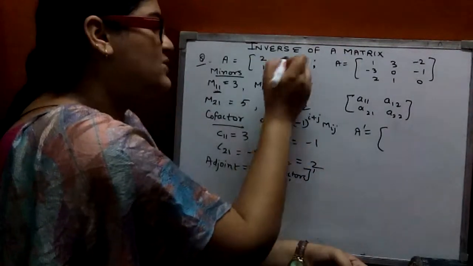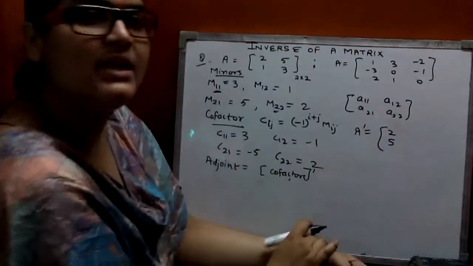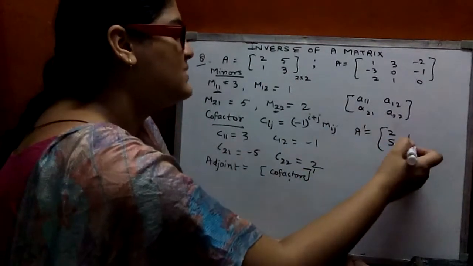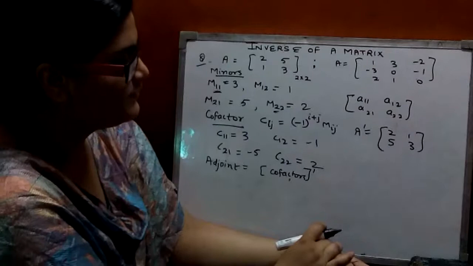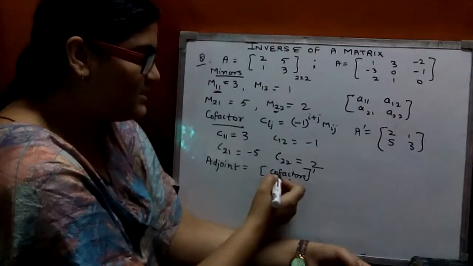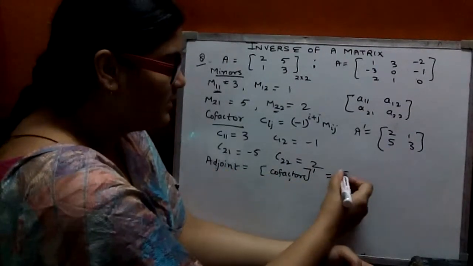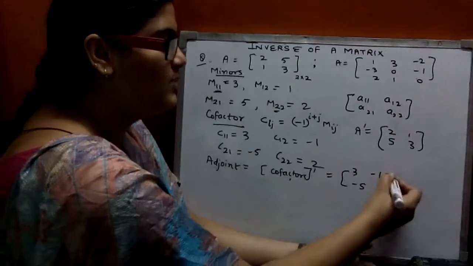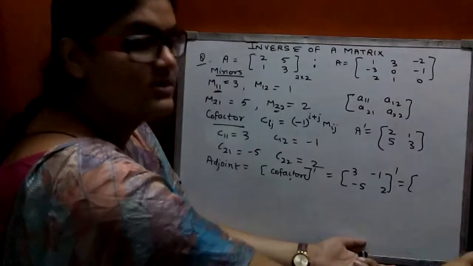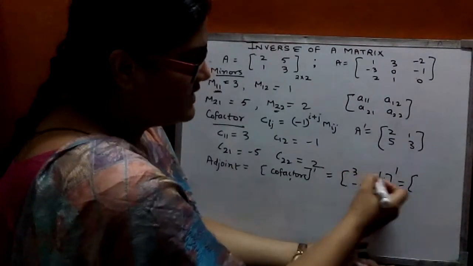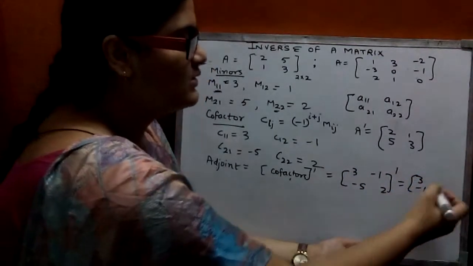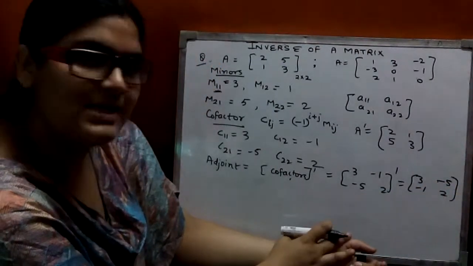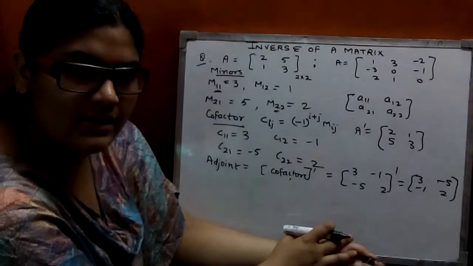This is the first row, 2, 5. Now in the transpose it becomes a column, 2, 5. This is the second row, it becomes the second column. I hope you get it. So the adjoint is the transpose of the cofactors. The cofactors are 3, minus 1, minus 5, 2. Its transpose: this is a row, it becomes a column; this is a row, it becomes a column. This is the adjoint. Okay, clear?